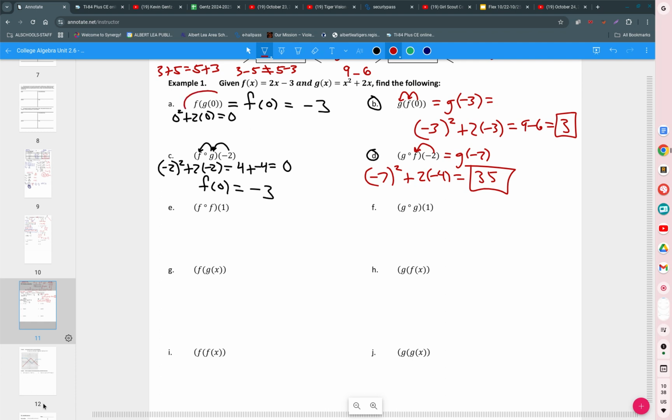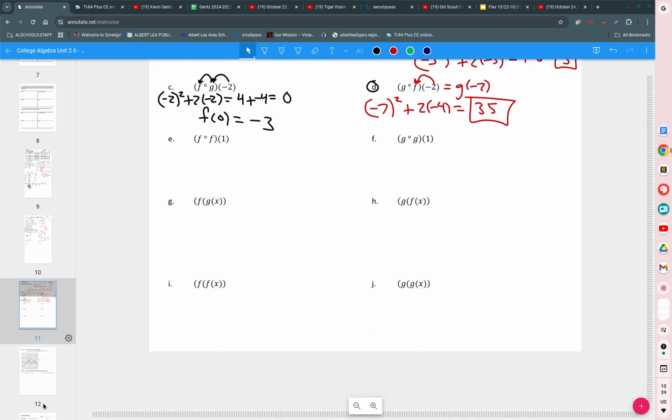Look what happened here. We simply changed F and G. Did we come out with the same answers? No, we didn't. Here we just simply changed F and G and we did not come out with the same answers. So what do we know? Composition is not commutative. It is not commutative, okay? So don't just assume that because you change the order, they're going to stay the same.